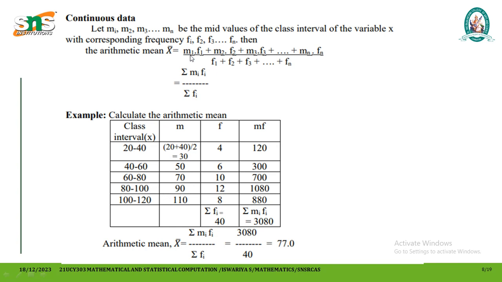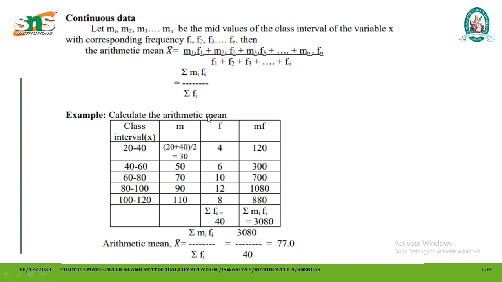For the numerator, we have to calculate the fm value. For fm value, I have to multiply the f and m. So the first one is 30 into 4. I get an answer as 120. Likewise, we have to multiply all the f and m values. Here they ask us to find the summation fm value. Summation means we have to add all the values of the fm. So when I add, I get an answer as 3080.